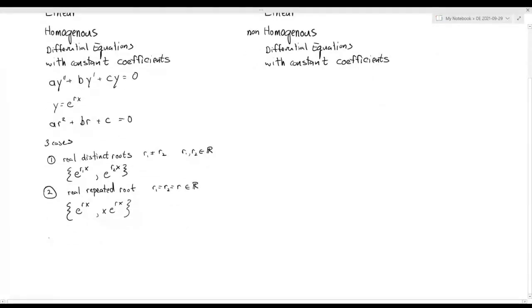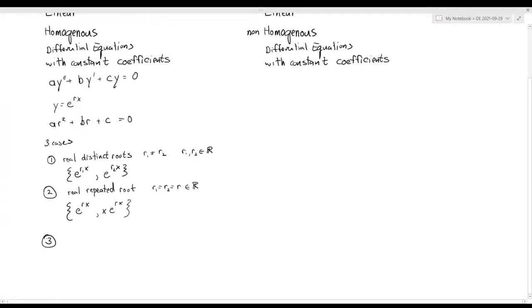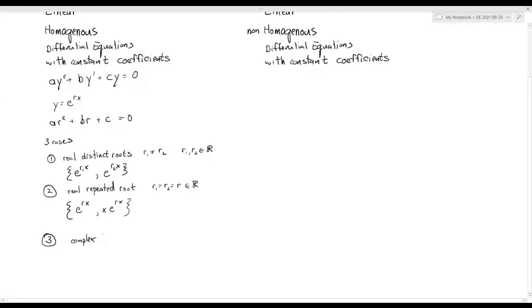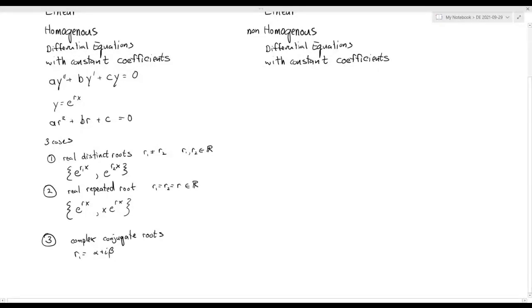And finally, the other possibility is that the roots of your quadratic are not real at all, but they're complex, right? And we know that complex roots always come in conjugate pairs. So you have complex conjugates. I mean, for a quadratic, they come in conjugate pairs. So r1 is, let's call this alpha plus i beta. Alpha is the real part, beta is the imaginary part of our complex root, and r2 would have to be the conjugate.